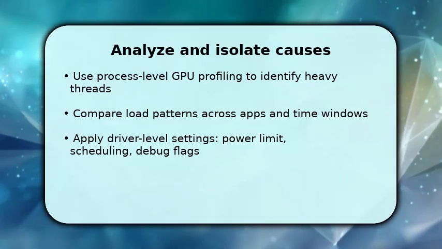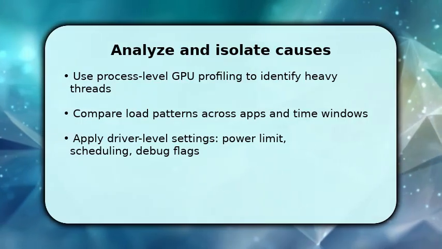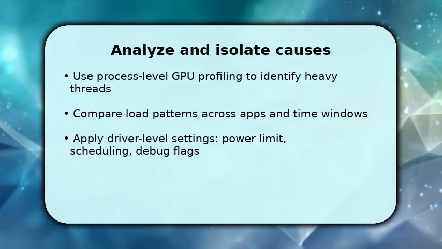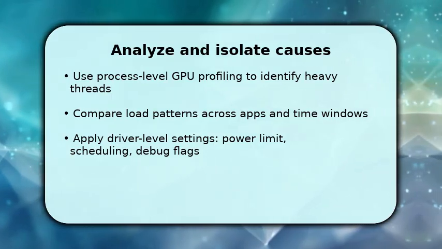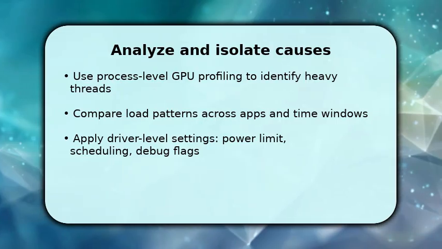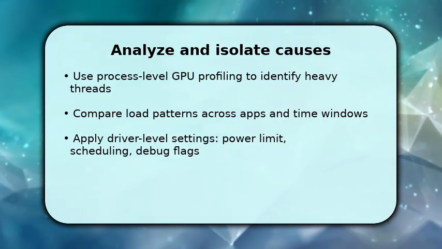You now dig into profiling to find which processes or kernels cause bursts. Use a per-process GPU profiler to capture latency and memory copies. Compare patterns across several runs to separate intermittent spikes from sustained load.